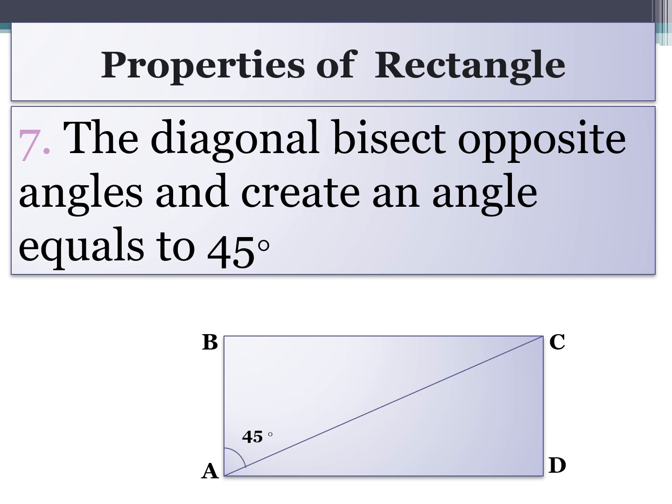Why is it 45 degrees? Because we know that one angle is equal to 90 degrees. So 90 divided by 2 would be 45. In this way we can say that the diagonal bisects opposite angles and creates an angle equal to 45 degrees.